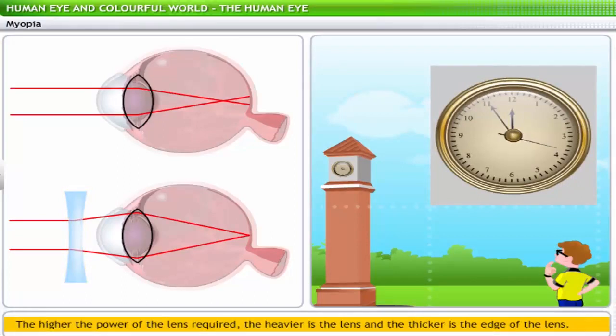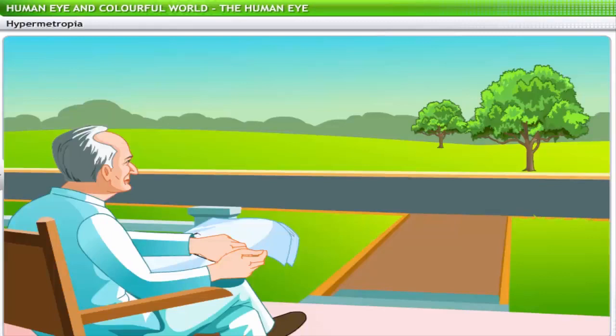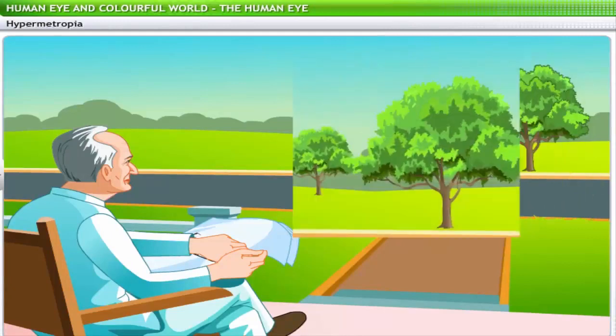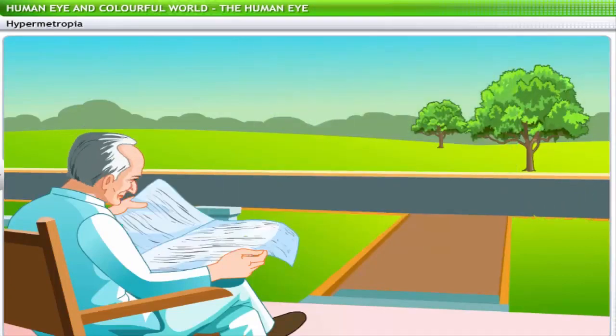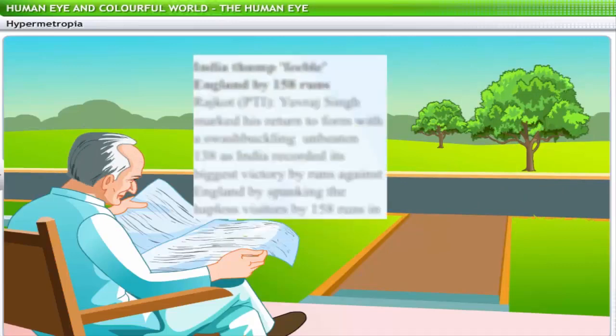The rectification lens for myopia is also referred to as the diverging lens, as it serves to correct the defect by diverging the incident light beam. Here is Mr. Smith enjoying a leisurely evening. He is able to see the tree across the road clearly. However, when he opens the newspaper, the newsprint appears blurred to him.